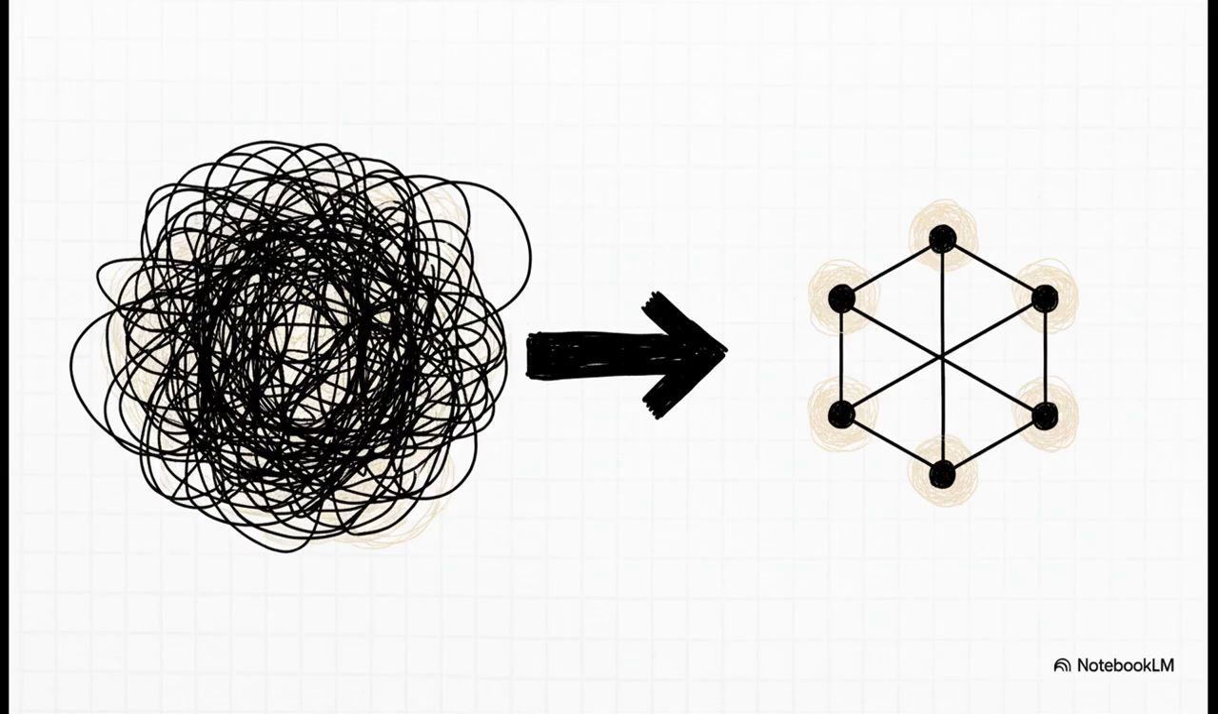Now, I know that sounds super technical, right? Like something from a college math class. But trust me, it's just a fancy name for a map made of dots and lines. And it is absolutely brilliant for finding the hidden patterns in pretty much anything.